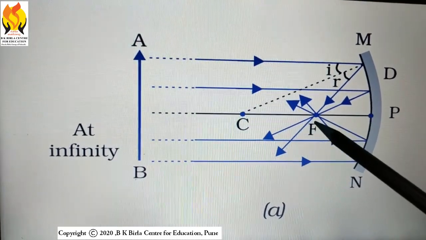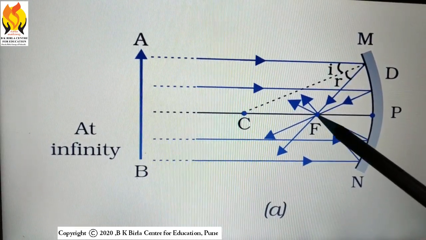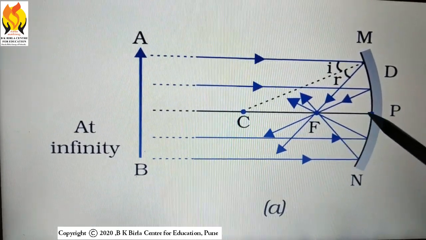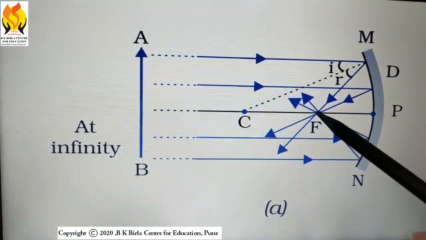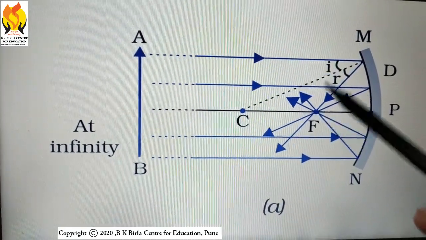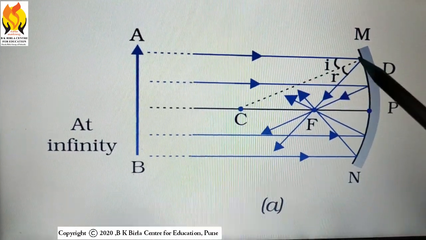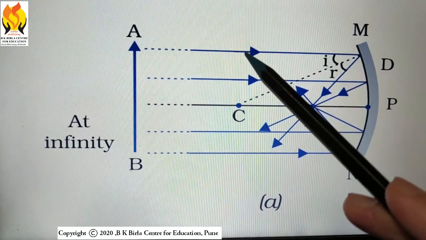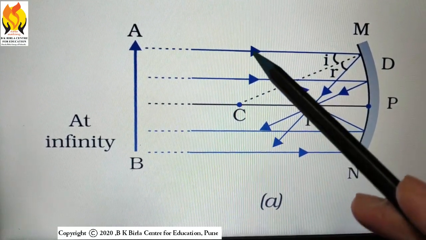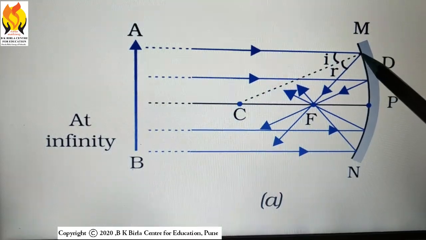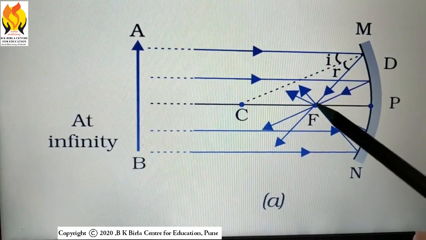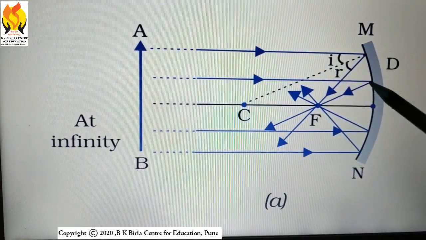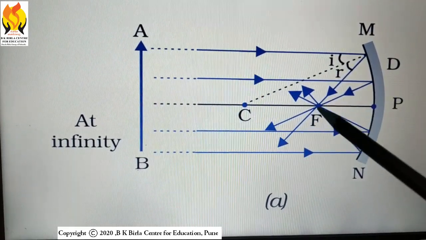Another point is very interesting, that is the principal focus, a point which lies on the principal axis, where all rays of light after the reflection meet at this point. For example, let us consider ray 1 and ray 2. So ray 1 hits the mirror, gets reflected from the mirror, and then it meets at this point F. Similarly, the second ray also goes here, gets reflected and meets at point F.